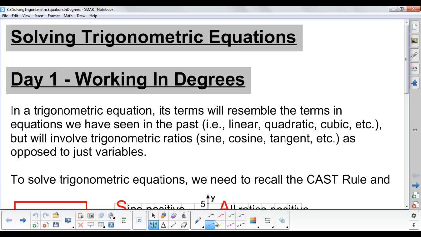Hey guys, welcome to lesson 3.8, solving trigonometric equations in degrees. Before we do anything, make sure that your calculator is set on degrees, and we'll continue on.